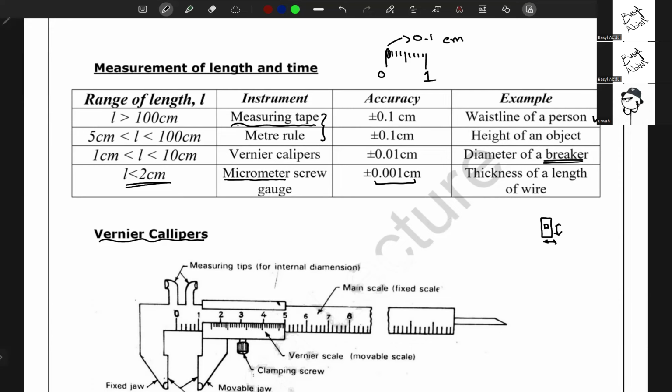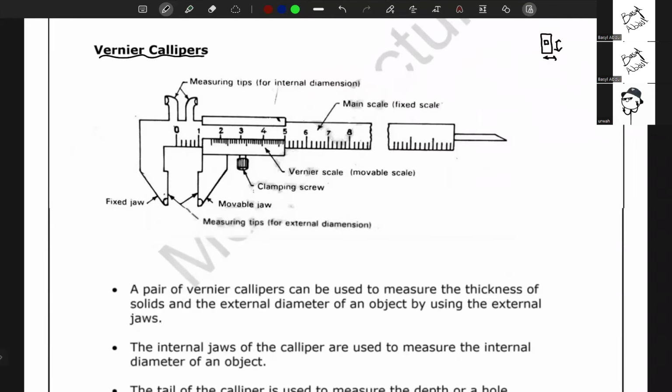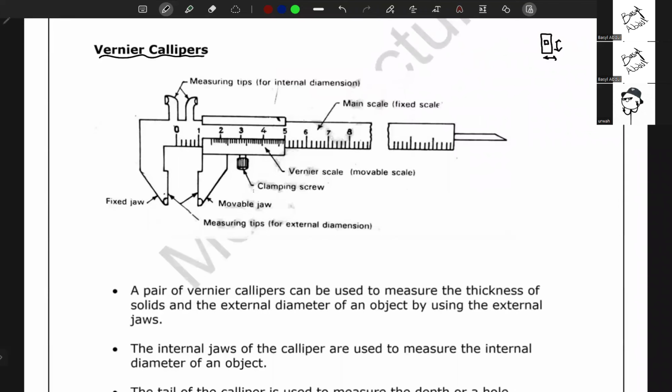So let's start with the Vernier caliper. Here you can see a Vernier caliper. Are you familiar with these instruments, Vernier calipers and micrometer screw gauge? I'm familiar with the micrometer screw gauge, but I don't really understand the whole concept of Vernier calipers. It's a bit confusing. Right.